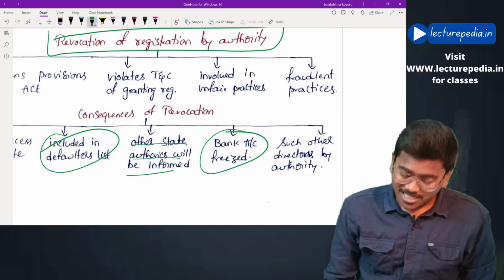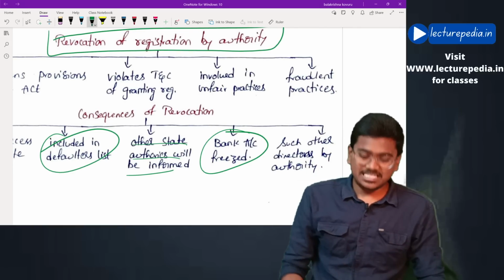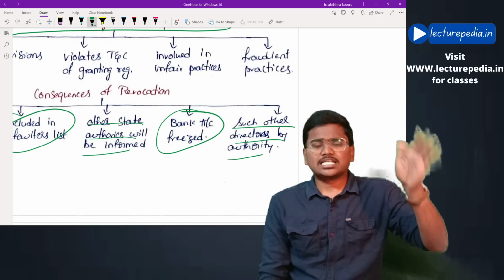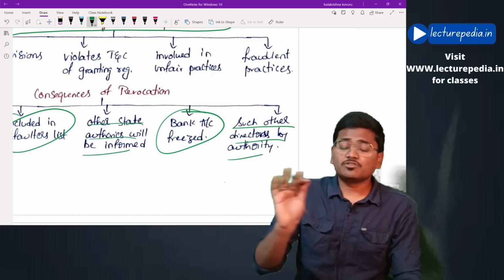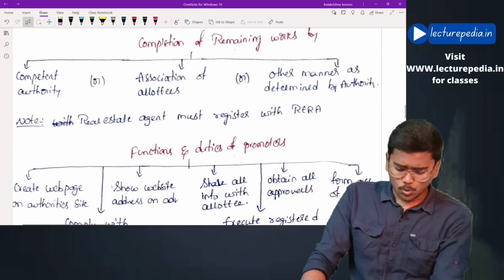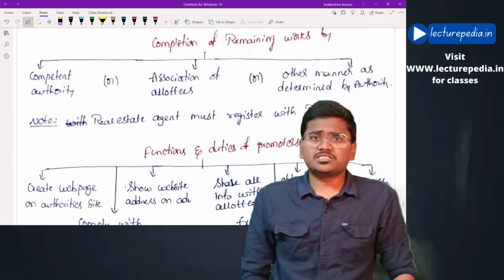Next, the bank account of that particular promoter will be freezed, and such other directions as the authority may specify. Okay, those will be the consequences of revocation of registration. Okay, the authority has revoked the registration.